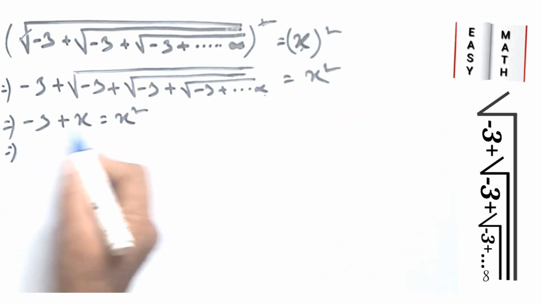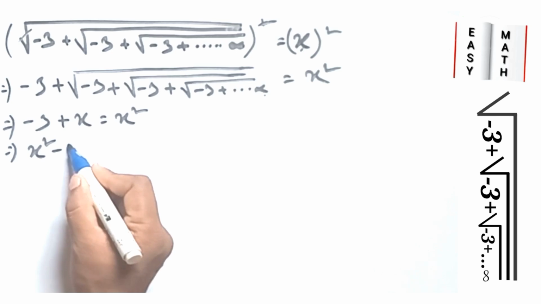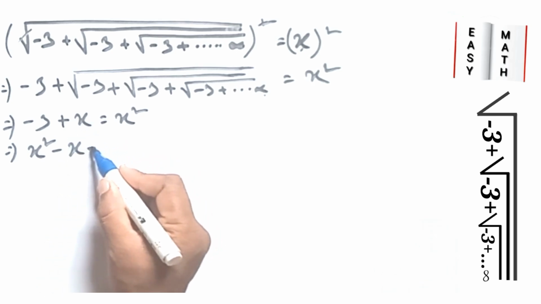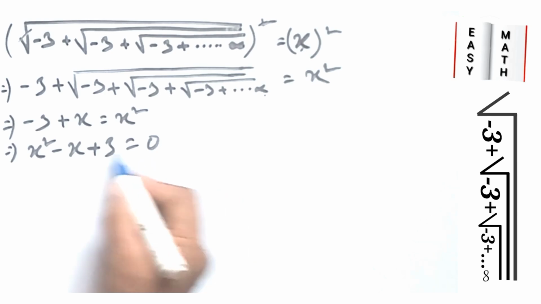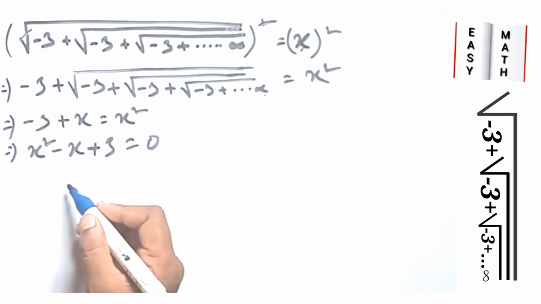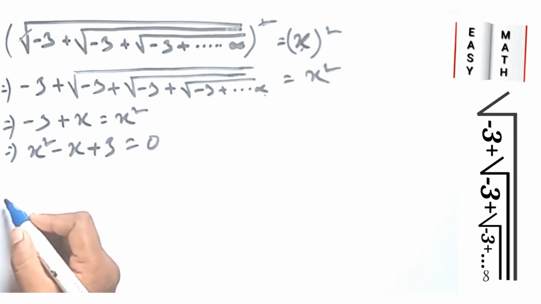And now we can write x square minus x plus 3 is equal to 0. We can write this as x square minus x plus 3 is equal to 0. And now find out the value of x.